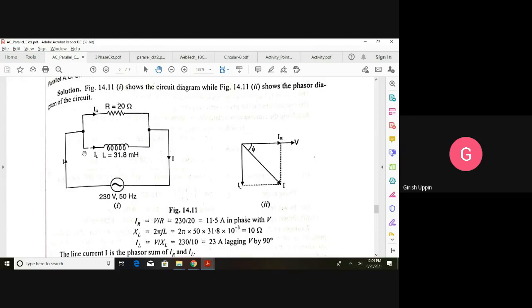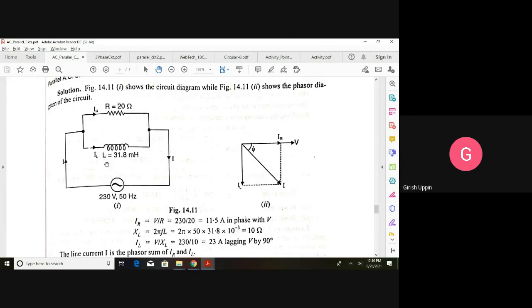Now how to find that? 230 volt is applied across the resistor. We know the value of the resistance. So V is equal to IR into R, that is IR is equal to V by R, that is 230 divided by 20 ohms. We get it as 11.5 amperes. So this IR is nothing but 11.5 amperes.